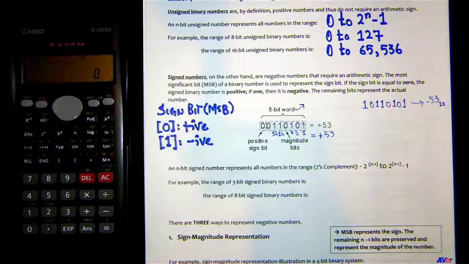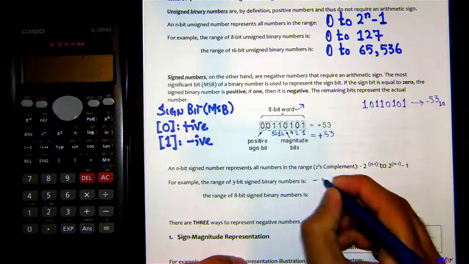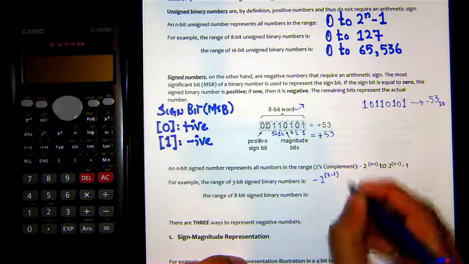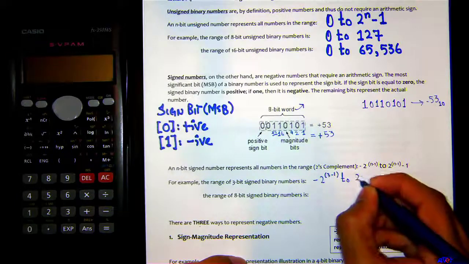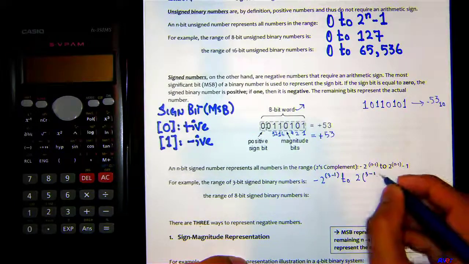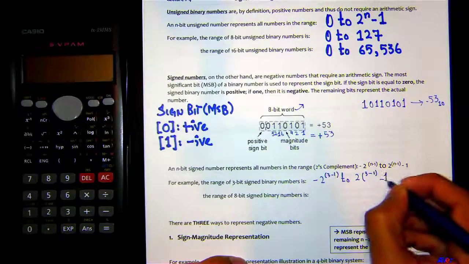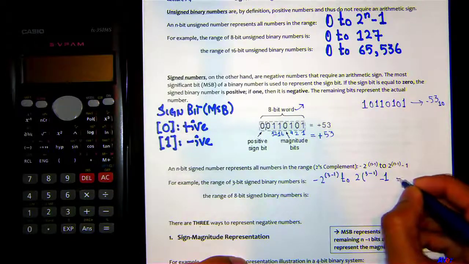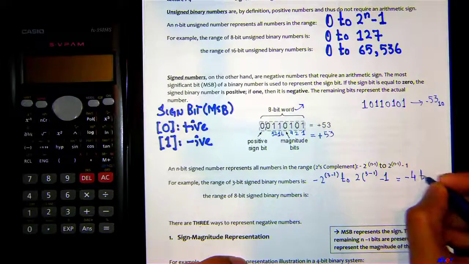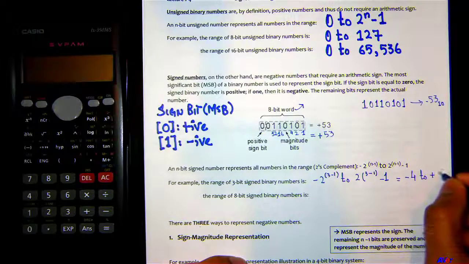So for example, the range of a 3-bit signed binary number is going to be what? Negative 2 to the power 3 minus 1, to 2 to the power 3 minus 1, minus 1, and that gives you a range of negative 4 to positive 3, right?